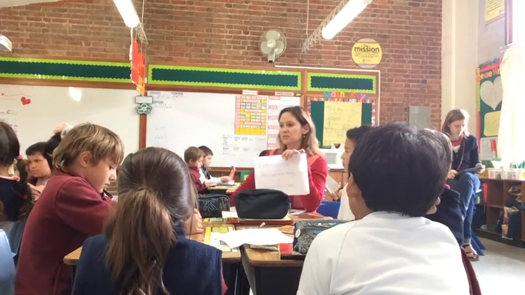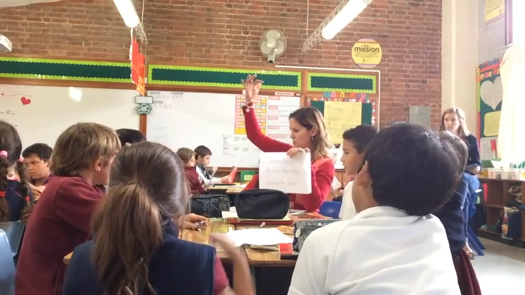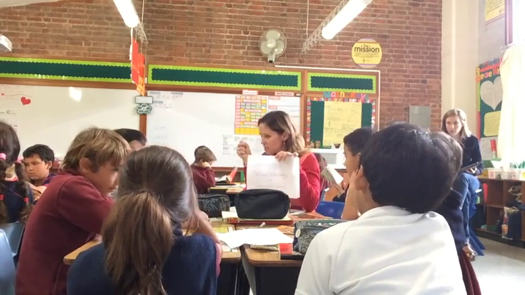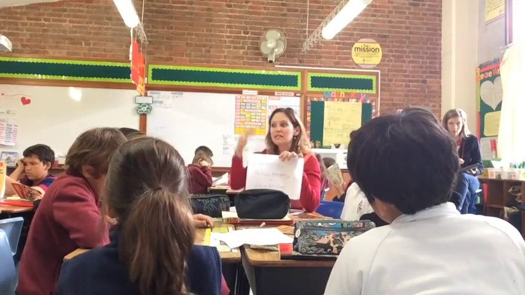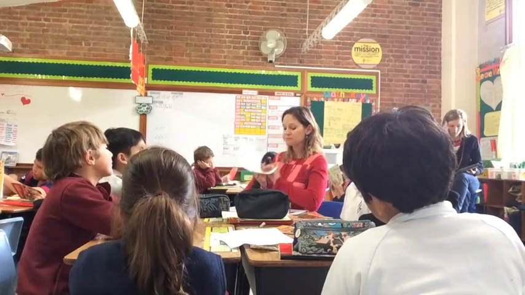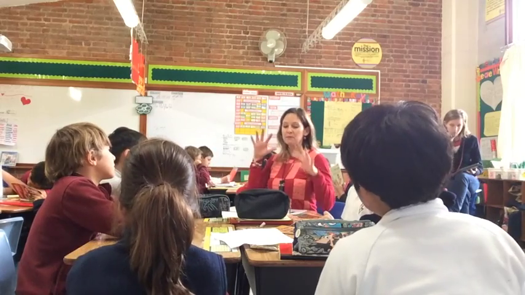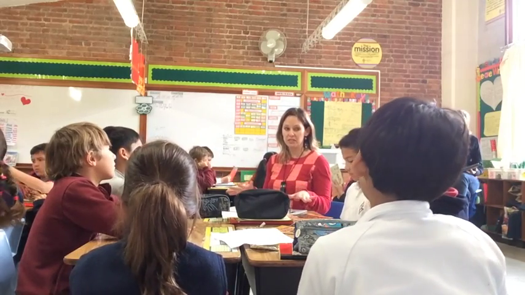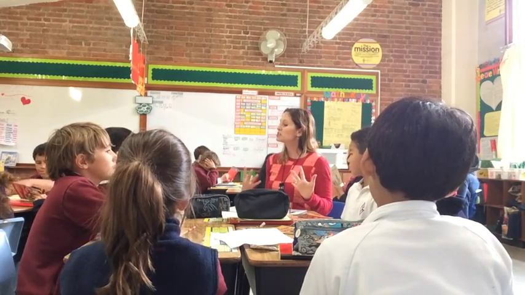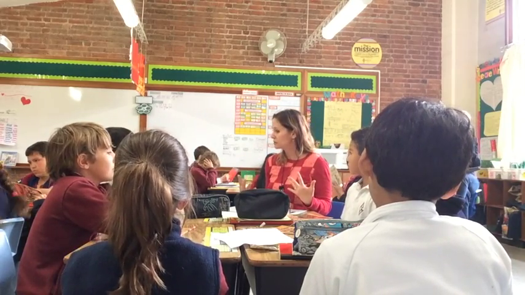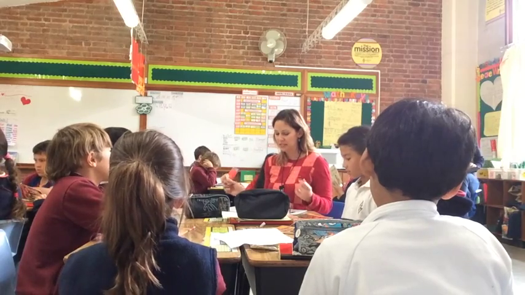So when we inference, we tap into our previous knowledge and we look for clues on what the author is trying to tell us but not specifically stating. When we're reading, I'm going to be coming around and listening to you read. I'm going to tap you on the shoulder, and that just means to go ahead and start reading in a voice that I can hear you. Just show me where you are and begin reading.